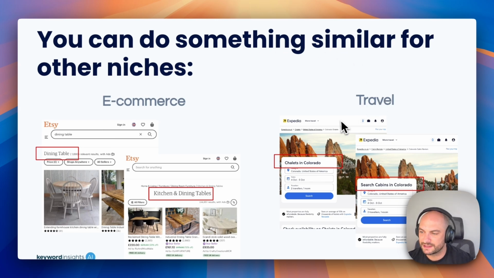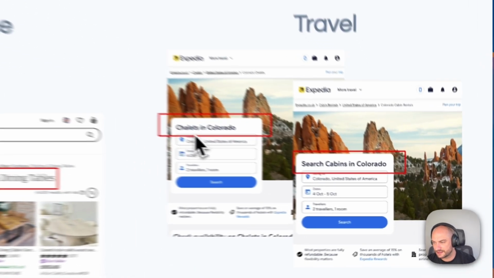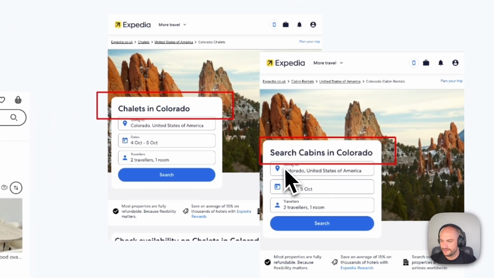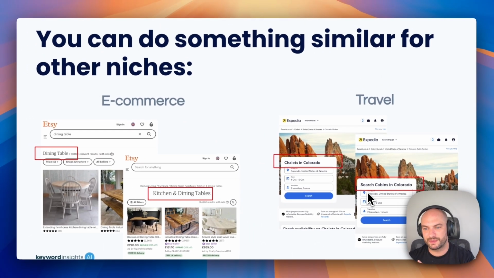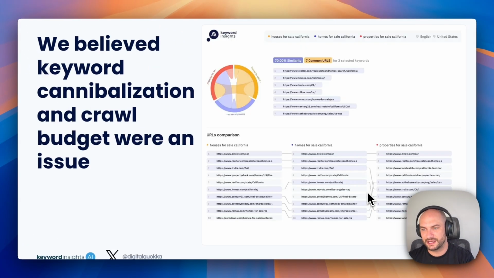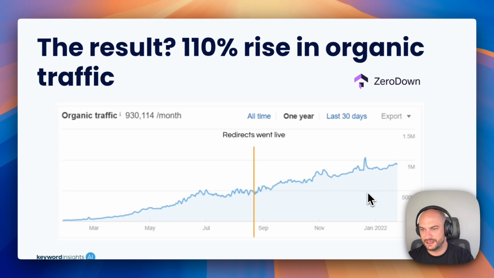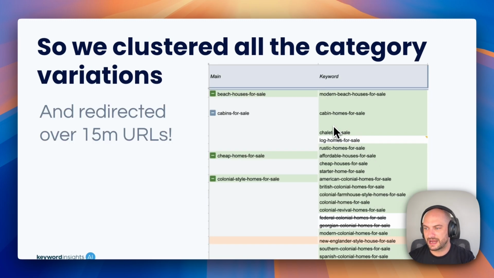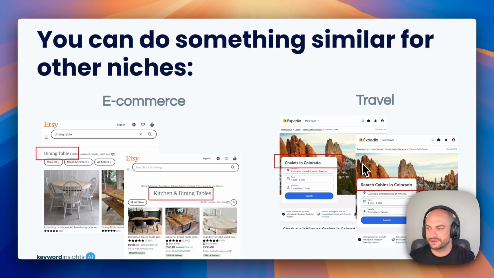Same with travel sites. I saw this on Expedia where I saw chalets in Colorado and cabins in Colorado. Now, those two struck a chord with me because back here in the property site, we saw cabins and chalets, so I know already that those two could probably be merged together. Again, all I'd need is for someone at Expedia to export me a list of all the category pages, probably all the H1s, probably the keyword that it's targeting. I'd cluster them all together and I'd know very quickly which ones I can group.